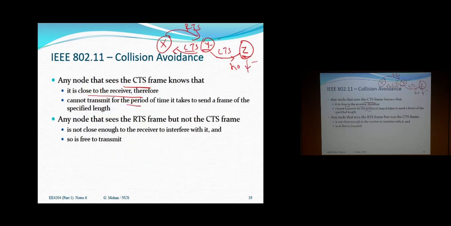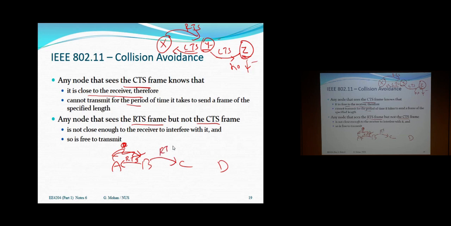Now, there is another scenario. A node sees the RTS frame, but does not see the CTS frame. Now look at the exposed node problem: A, B, C, D. Let's say B sends an RTS frame. B wants to send some frame to A.